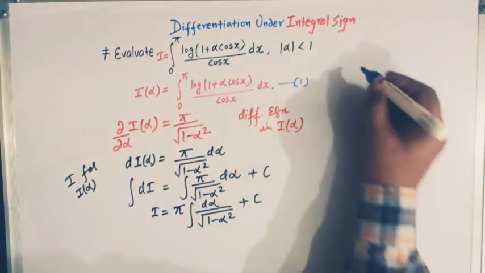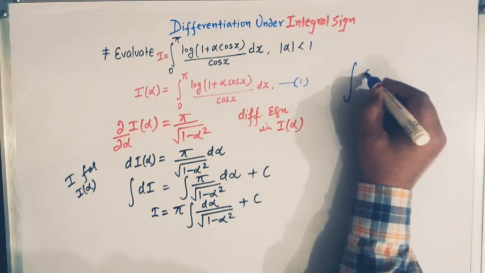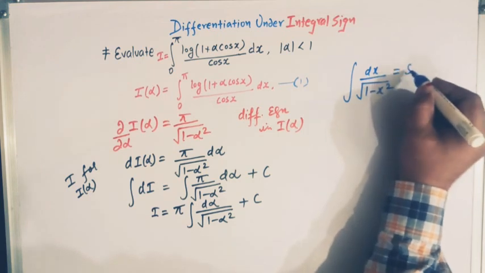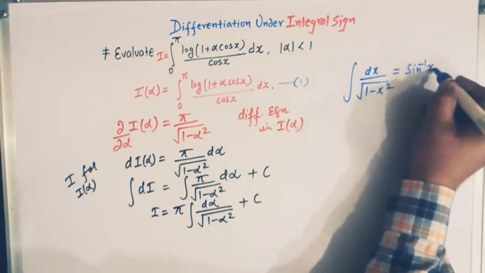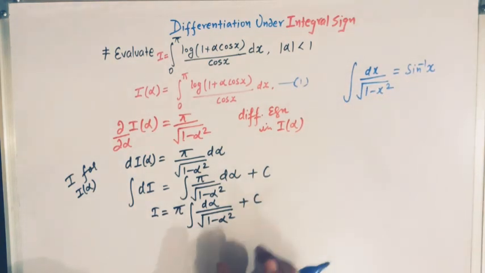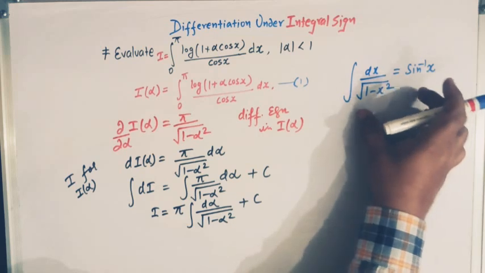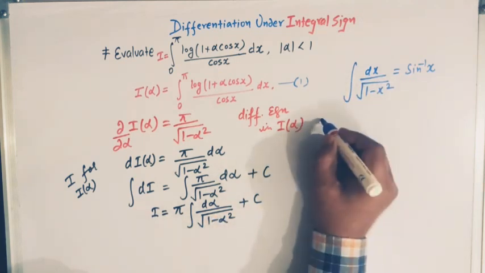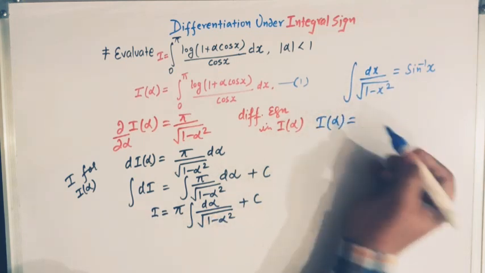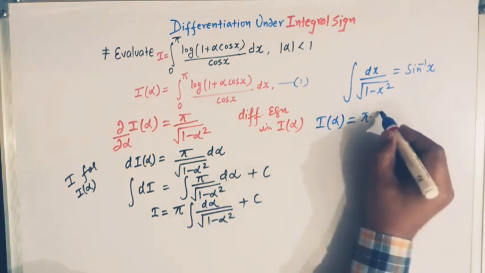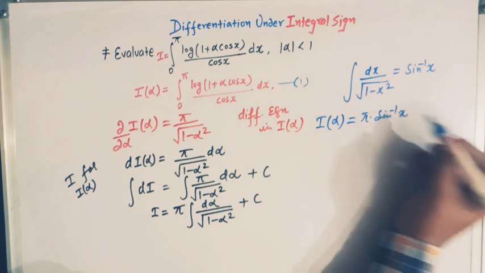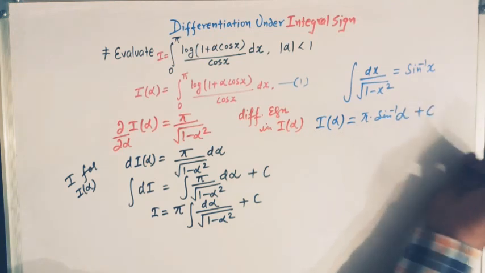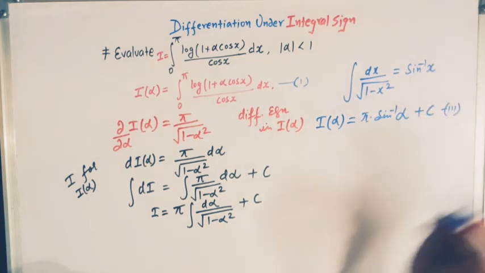Now viewers, using the famous integral, that is dx over square root of 1 minus x square, is nothing but sine inverse of x, right? Okay, so now using this result over here, we have alpha for x, so we can write I of alpha is equal to pi times sine inverse of alpha, right? And plus c. Let us take this as equation number 3.